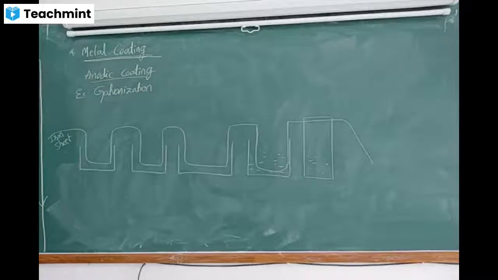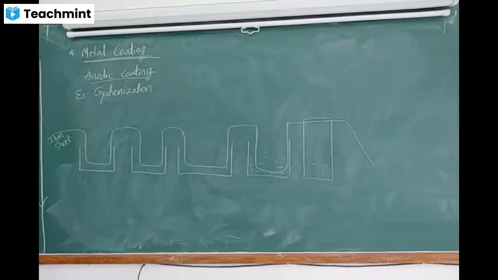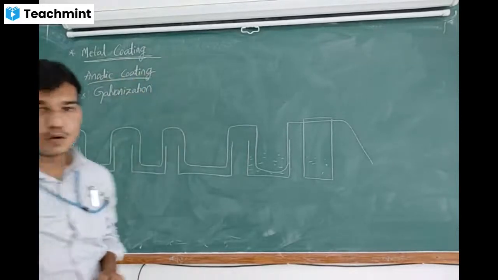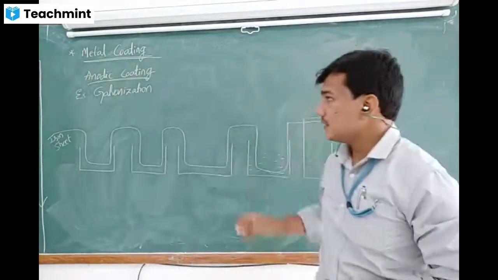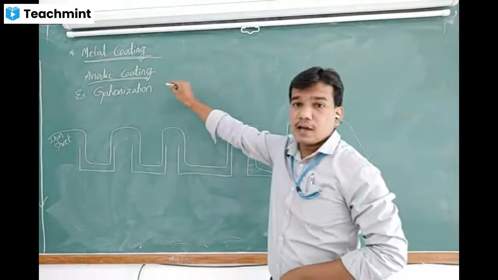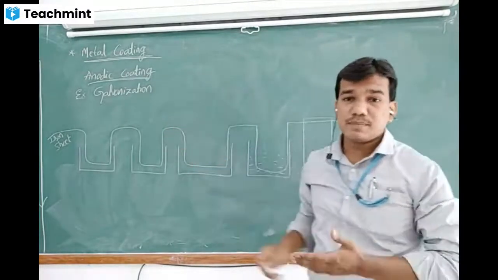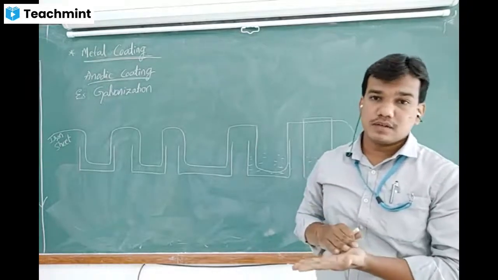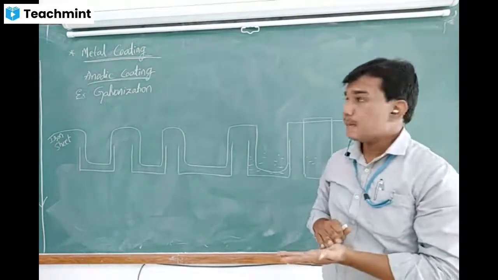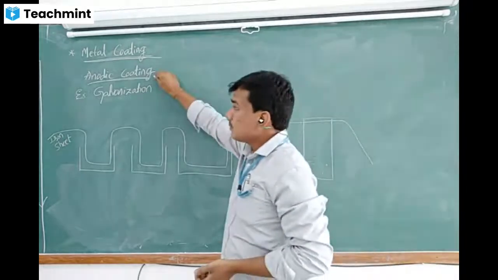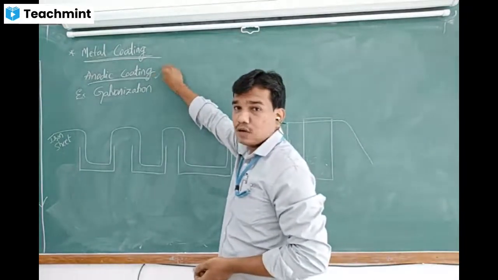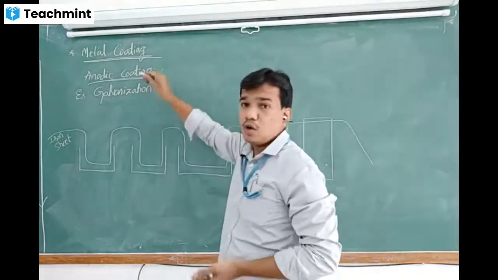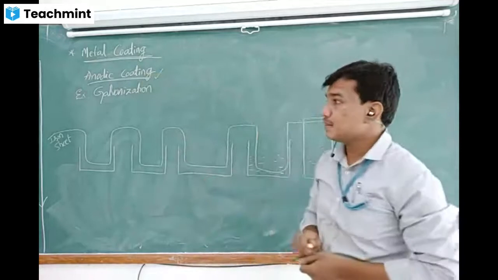One is anodic coating and the other is cathodic coating. Anodic coating means the metal which is anodic to the base metal. Base metal here means the metal we want to protect from corrosion. The metal that acts as an anode to the base metal is what we coat on the base metal surface. That is anodic coating.